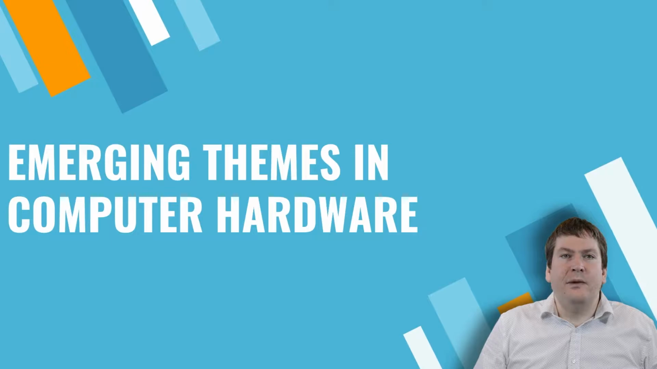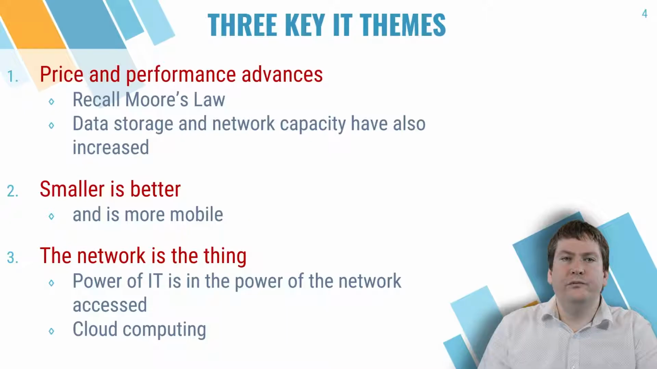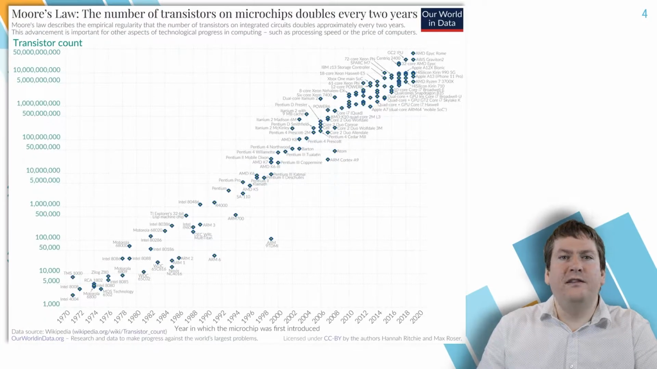Let's get started by talking about a few emerging themes we see in computing hardware. First is that price and performance are always advancing. This means that computer hardware gets cheaper over time, but also it gets more powerful. Recall Moore's law, which we discussed in a previous lecture. This states that the number of transistors on a microchip doubles every 2 years or so, about every 18 to 24 months. In reality, this is more of a prediction than a hard rule. But so far, it's held true.